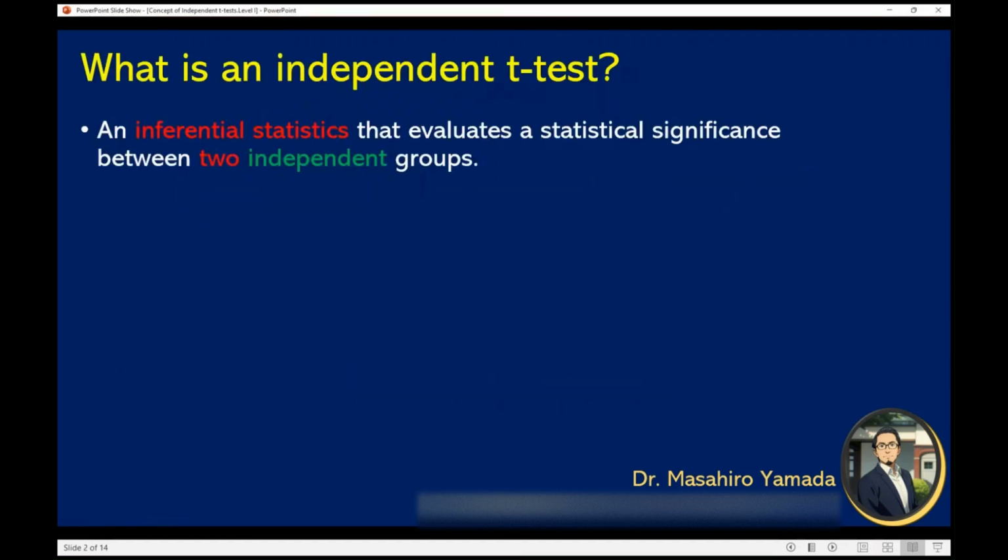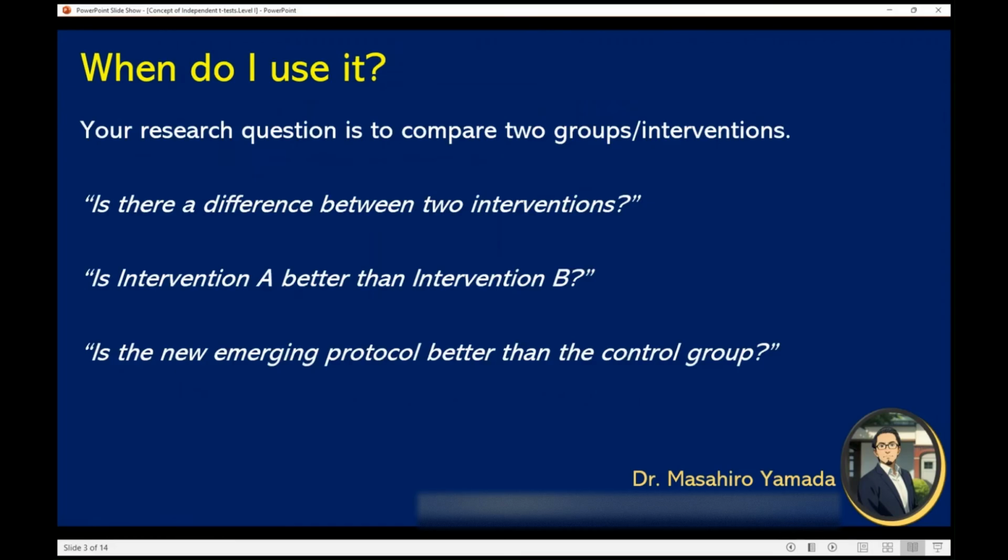What is an independent t-test? An independent t-test is an inferential statistic that evaluates statistical significance between two independent groups. When do you use it? When your research question is to compare two groups or interventions.